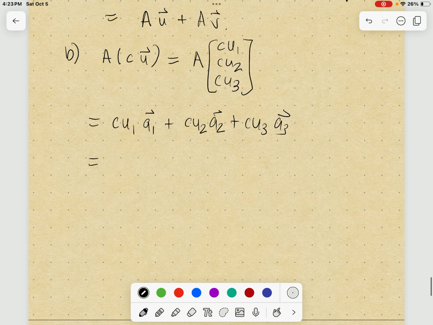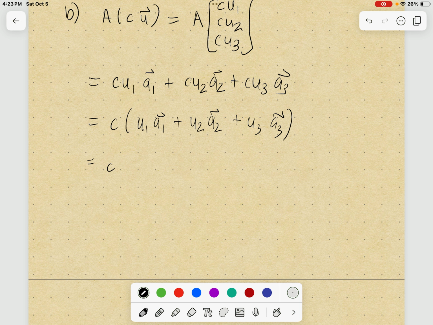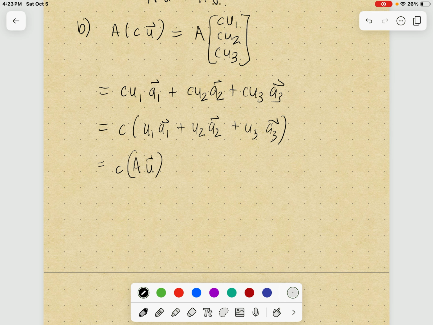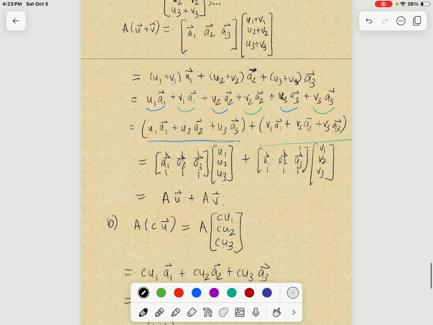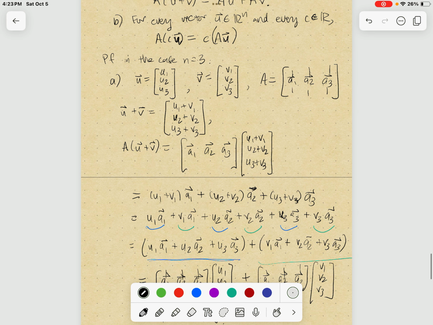I can factor out the c. This is going to be c times u1 a1 plus u2 a2 plus u3 a3. And what is the thing in parentheses? That is precisely A times u. So we do have, in fact, that A times cu is equal to c times Au. All right, so that's the proof of the theorem in the case of n equals 3. And in the general case, where you just have an unknown number of columns, it's the same thing.